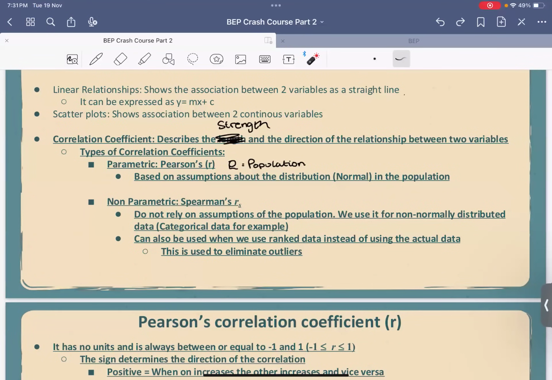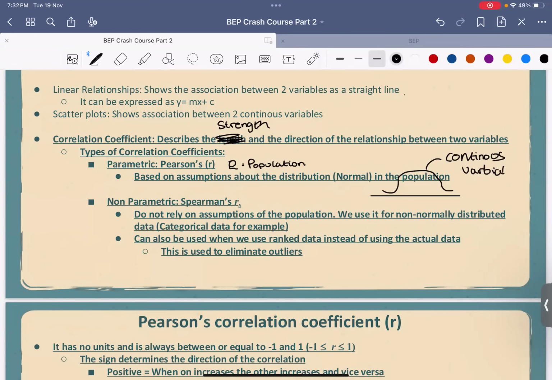Now Spearman's calculation is not important, but the concept is very important. It's always asked about: what's the difference between the parametric and non-parametric test? In the parametric correlation coefficient, we do it based on assumptions about the distribution in the population. So we assume that the population is normally distributed. Normal distribution is only established if we have a continuous variable. We can't make a normal distribution of a non-continuous variable, like a nominal or ordinal.